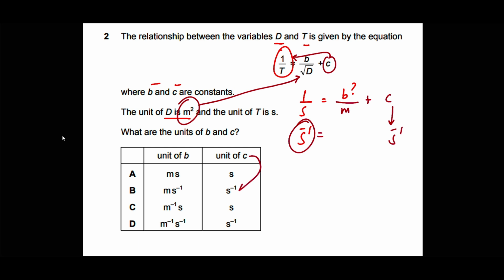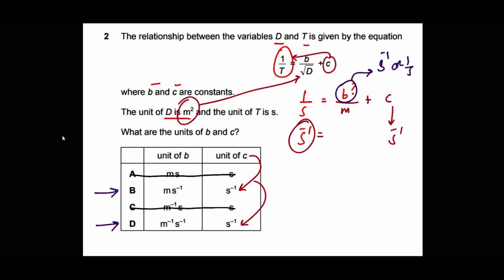So C with S minus 1 is option B and D, which means that option A and C will be cancelled out. I will not even look at them. I will not even check them. Now we have option B and D, right? We have to check either B or D. So what is B supposed to be? B should give me such a unit that after being multiplied or divided, it should again give me S minus 1, or it should give me 1 over S.